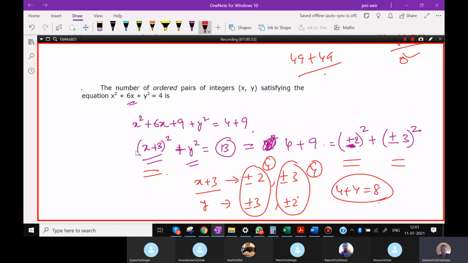And then if I put x equal to 0 in the original equation, if x is equal to 0, then what do I get?